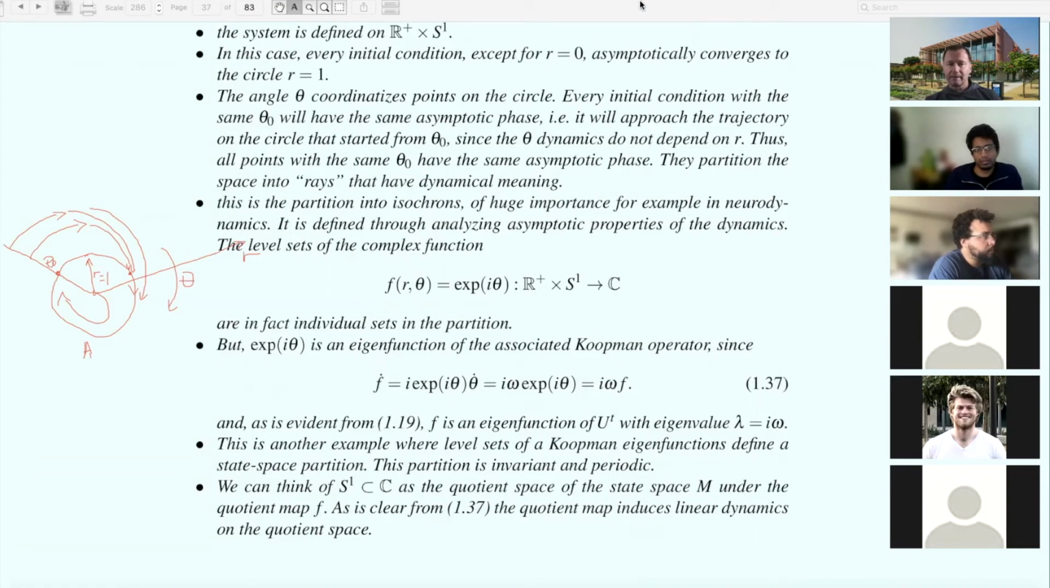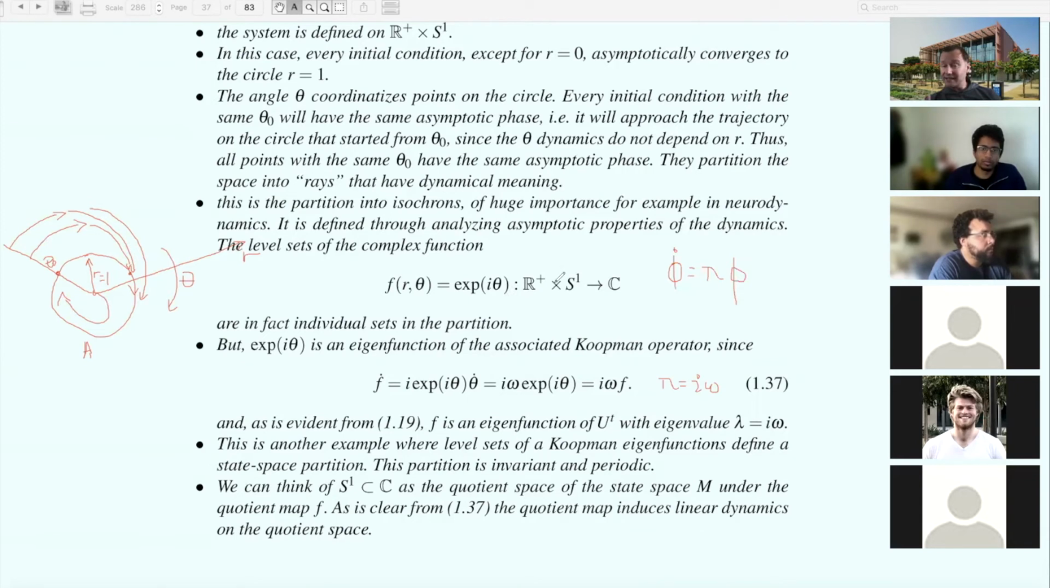Remember, the eigenfunction of the Koopman operator satisfies phi dot is lambda phi. That's an eigenfunction. So f dot is I omega f. So if lambda is precisely I omega, I found an eigenfunction. That eigenfunction is complex.